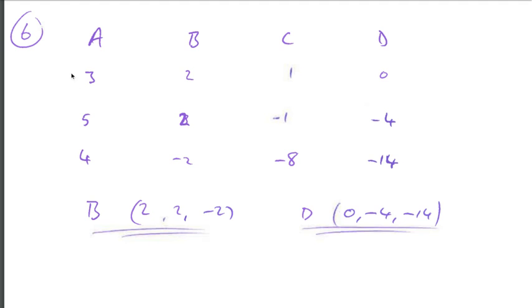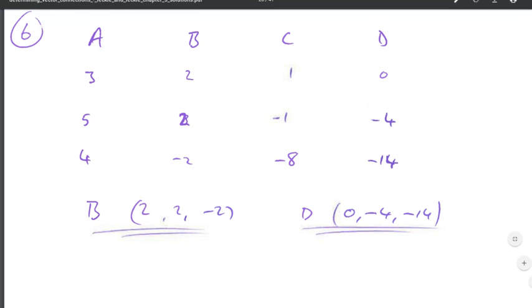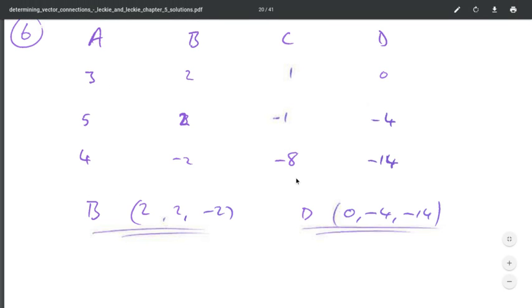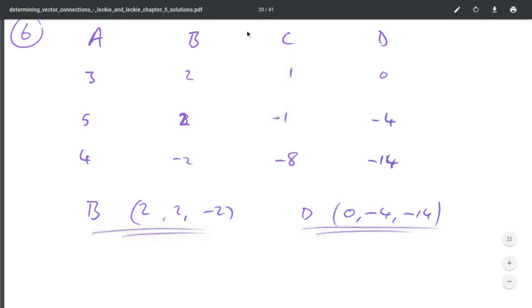Given that A is the point (3, 5, 4), which I have written in column form here, and C is (1, -1, -8), which I've written here. Find the coordinates of B and D. Well, A to B and B to C are equal.